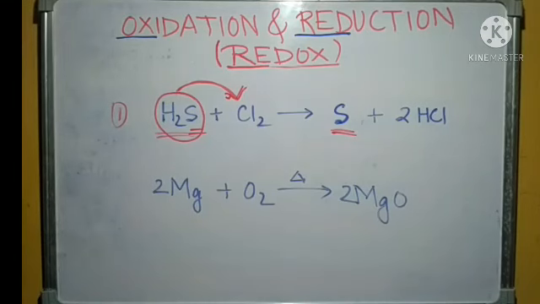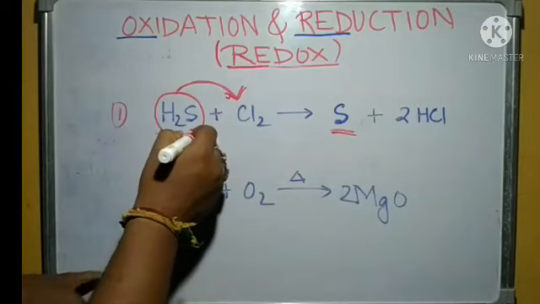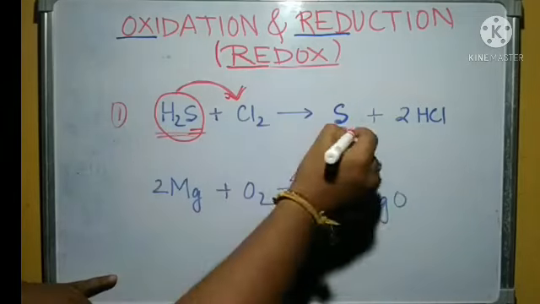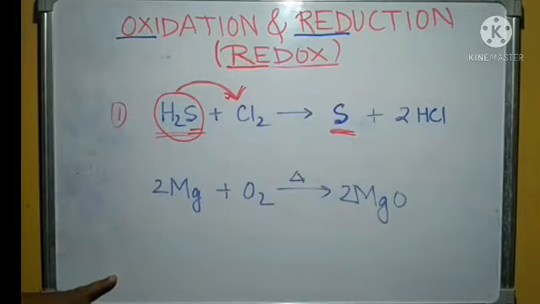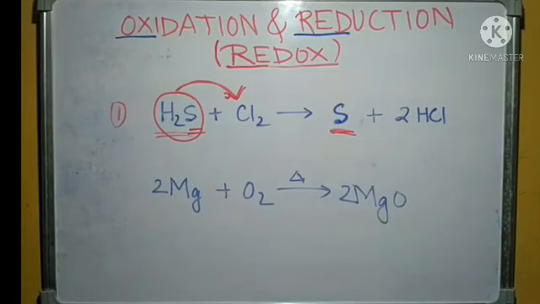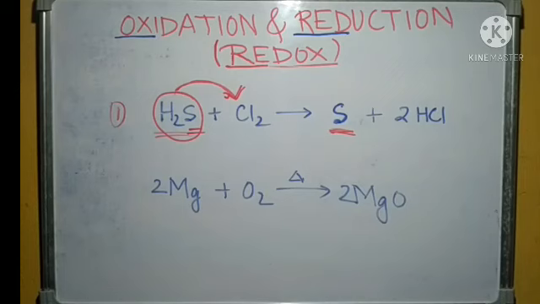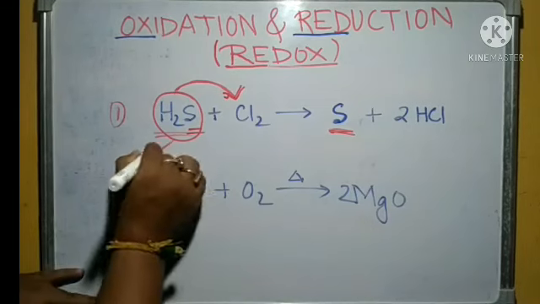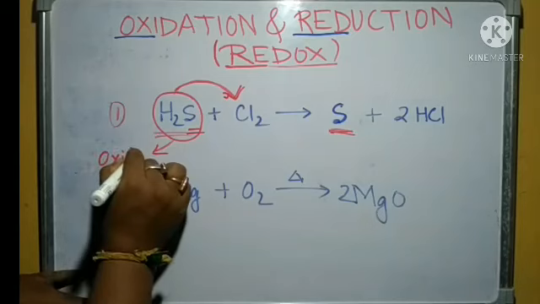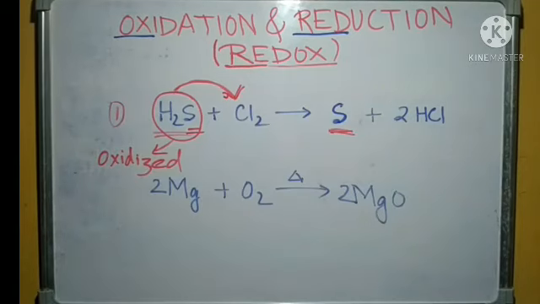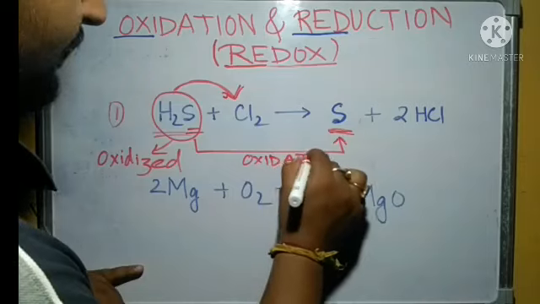Yes, so in this case you can see that before, sulfur in hydrogen sulfide had two hydrogen atoms, and here there is no hydrogen atom. That means hydrogen sulfide is losing its hydrogen atoms. And we know that if the reactant loses its hydrogen atom or gains an oxygen atom, then the reactant is said to be oxidized. So in this case, hydrogen sulfide is oxidized. So from hydrogen sulfide to sulfur, this is an oxidation process.